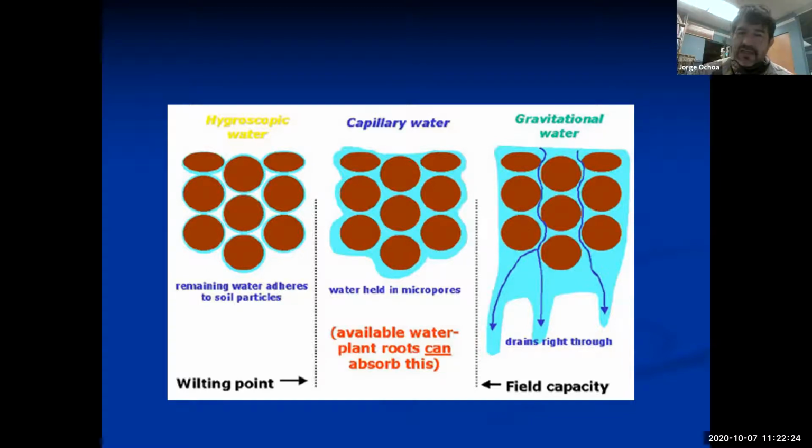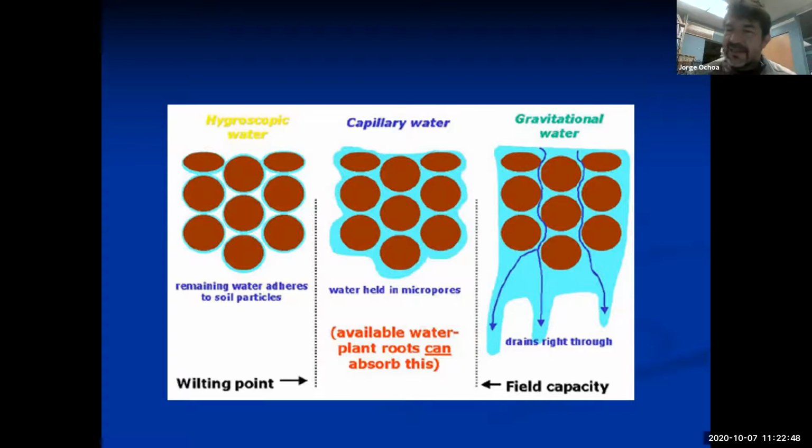When all of the soil particles have been filled, then the water available to the plants is the capillary water. This is the water held by the soil particles. And when all the particles are filled, the soil has reached what is known as field capacity, which means that all the particles are full.